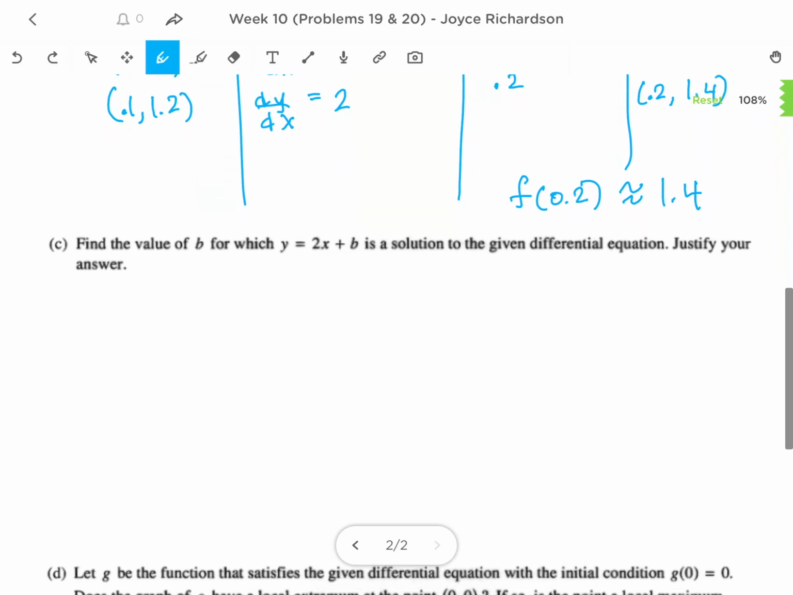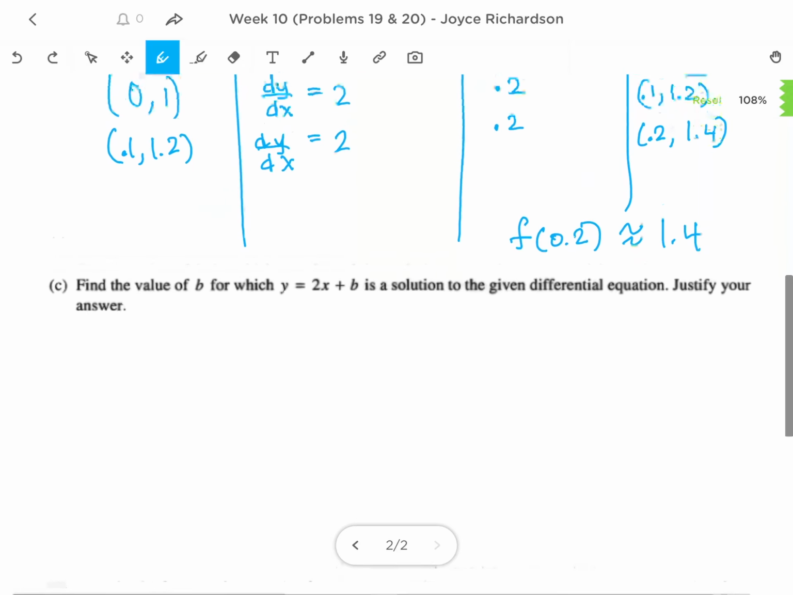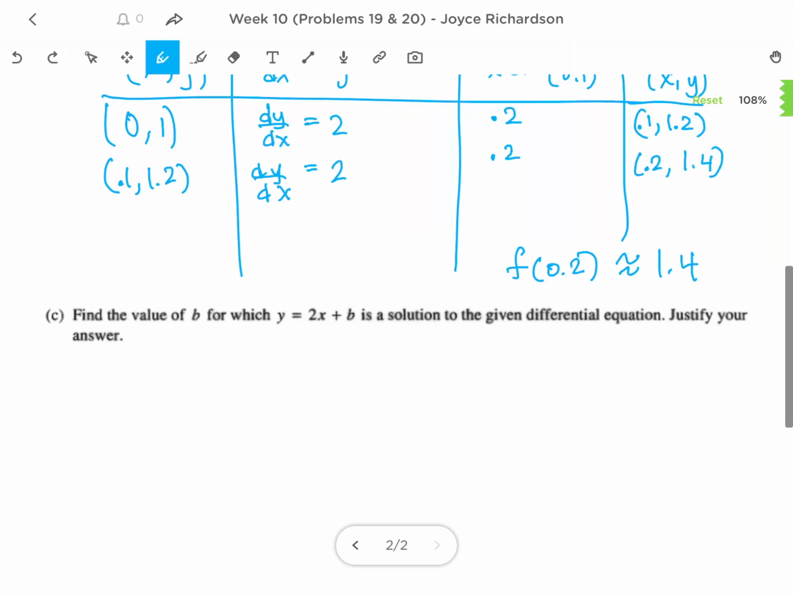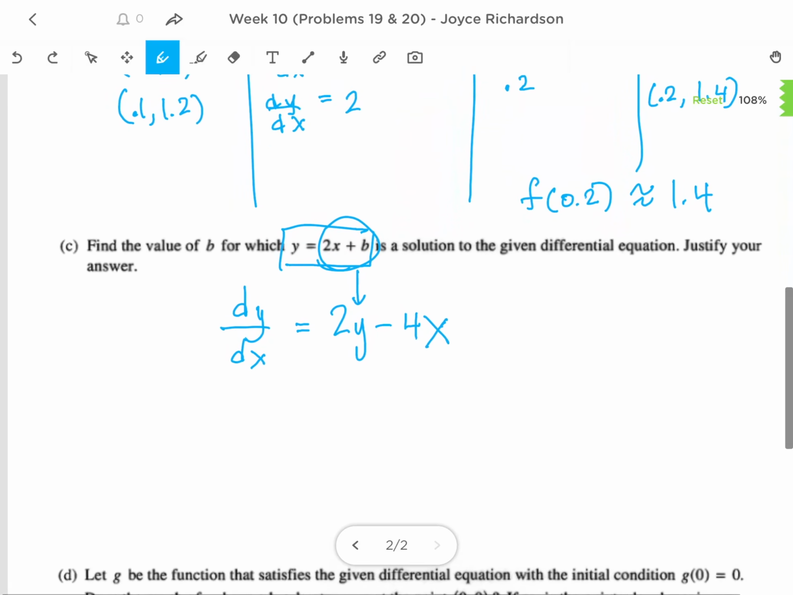For part C, I had a lot of people just use the initial condition, which was 0, 1, to solve for b, but you can't just use 0, 1 because we have to go through all the points, or in general, so there had to be some sort of proof. So what we could do is we have this right here, and we also have that dy/dx is equal to 2y minus 4x. We can substitute this right in here.